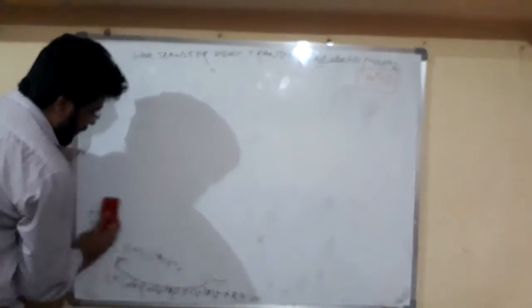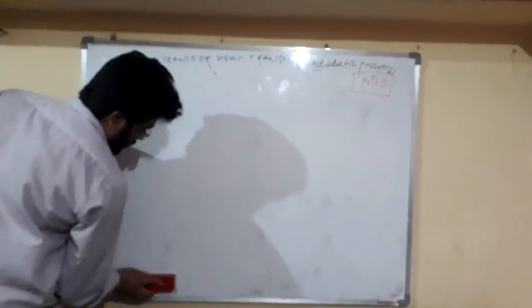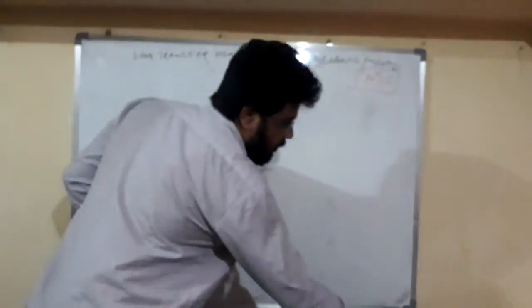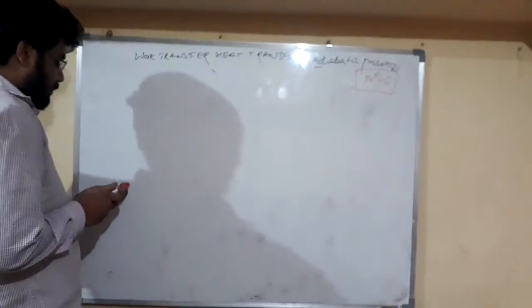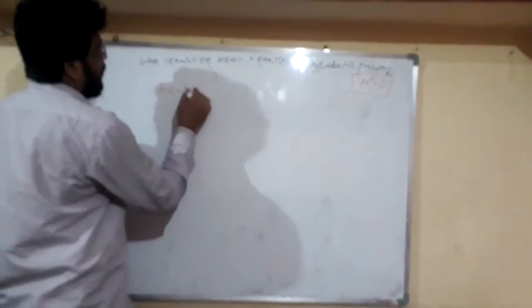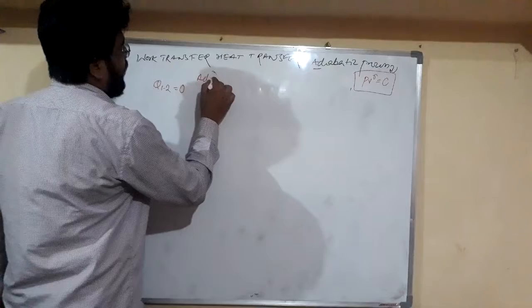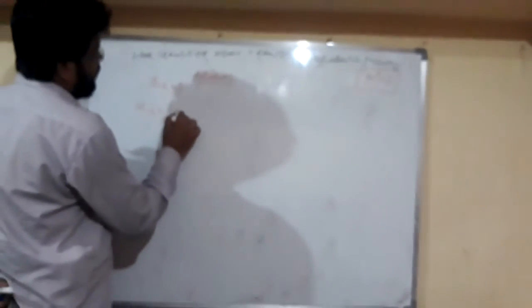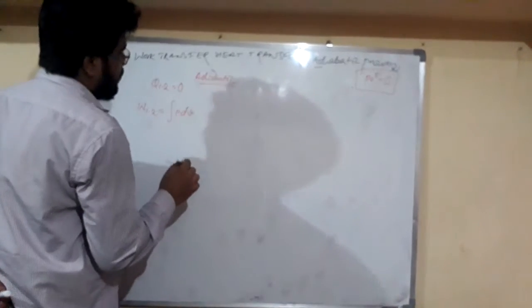So we can directly write our heat transfer from 1 to 2 is equal to 0, because friends, it is adiabatic, and in adiabatic there is no transfer of heat. But friends, we know that work done is equal to the integration of P dV.